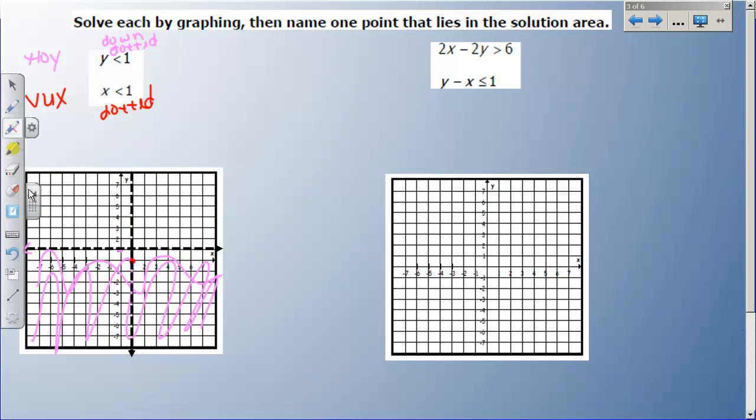And this time when we shade, there's not an up or a down. There's just a left or a right. Well, if I want to shade less than, that is left of my line. And so the overlapping shaded region is this square right here that we have created.